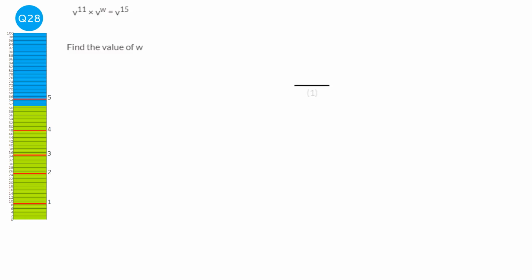We know that when you multiply powers with the same base, and here we've got all these as base V, you add the powers. So we're actually looking at what do we add to 11, which is this one here, to get to the 15. 11 plus 4 is 15. So W therefore equals 4.